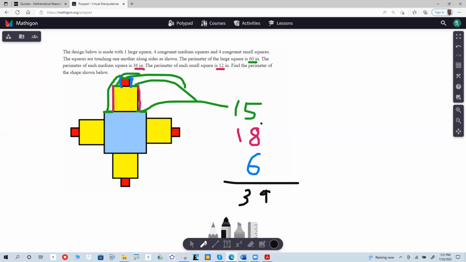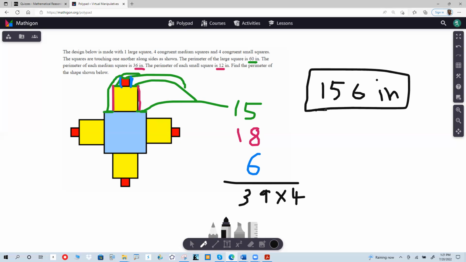15, 21, 29, 39. That's correct. Now I'm going to multiply it by 4 because I have 4 of those on all 4 sides. So I'm going to multiply that by 4. And that turns out to be 156, if I'm not mistaken. And that's it. It's not as bad as you think. But if you keep it straight, go ahead.